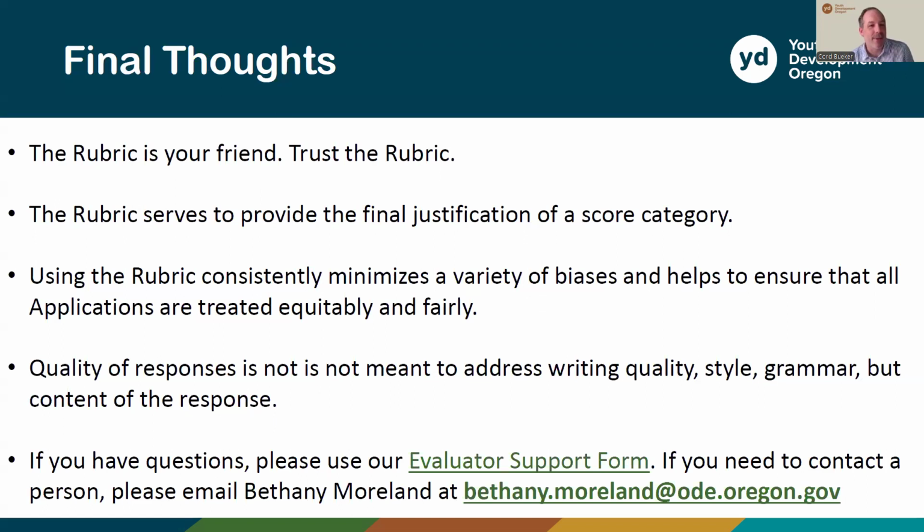Final thoughts. All right. Well, first of all, the rubric is your friend. Trust the rubric. It serves to provide the final justification of a score in the score category. So, we've provided this training in order to try to give you a tool that you can use for consistent quality evaluation. Using the rubric consistently minimizes a variety of biases and helps to ensure that all applications are treated equitably and fairly. And on that note, the quality of responses is not meant to address writing quality, style, or grammar, but the content of the response. So we want to keep that in mind.